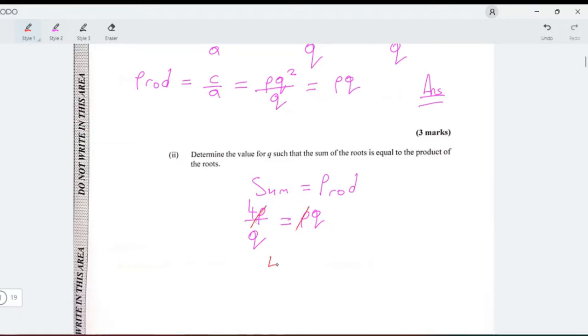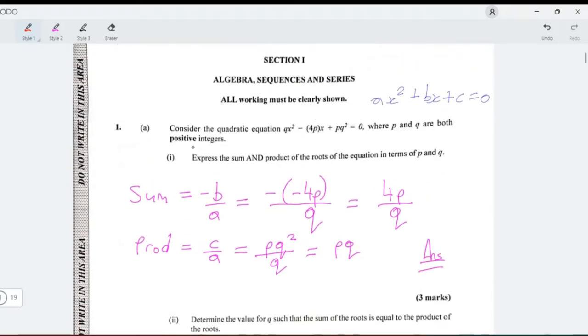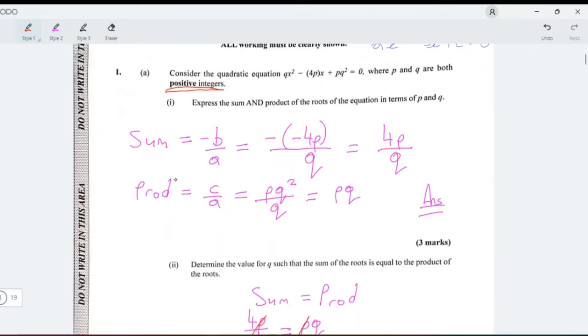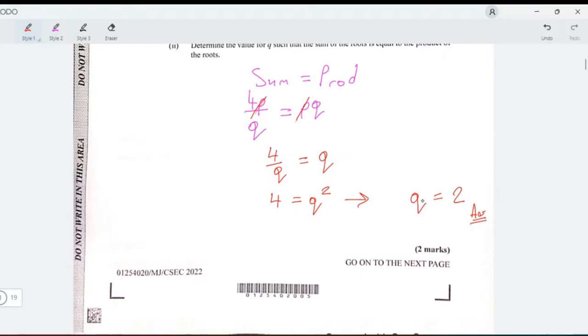So since the p's cancel, now we just have 4 over q is equal to q. So we'll cross multiply. So 4 is equal to q squared, which means that q must be equal to 2. Now, how do I know it is just 2? Because it cannot be plus or minus 2. They said, remember, q and p are positive integers. So since it's positive integers, q can only be 2.